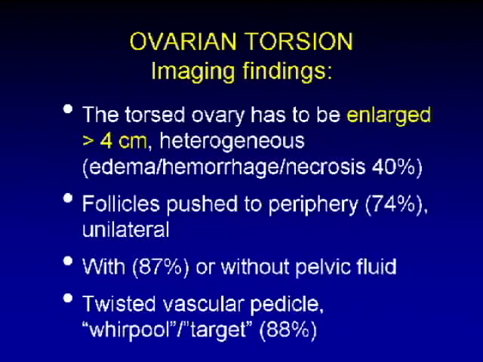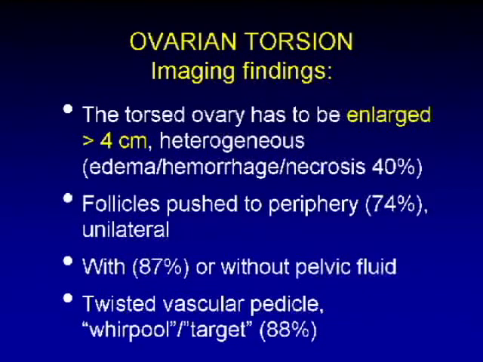So the imaging findings: the torsed ovary has to be enlarged, at least greater than 4 centimeters. It's usually heterogeneous. It's edematous. There is internal hemorrhage and necrosis. And the follicles, due to this process, what happens to the ovarian stroma, are pushed to the periphery. It's most of the time also a unilateral process. And then pelvic fluid can be or cannot be present.